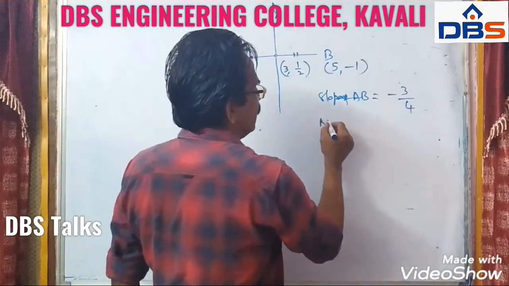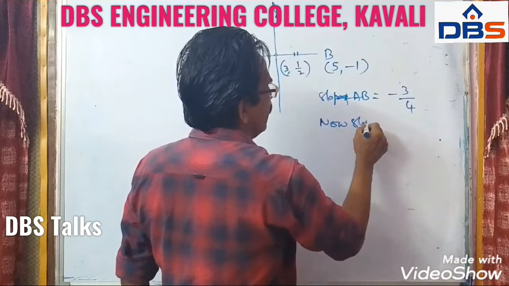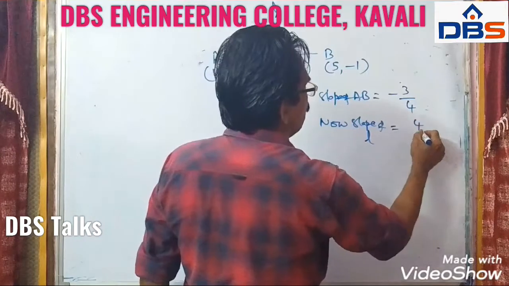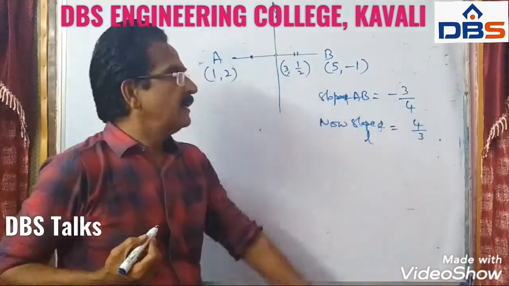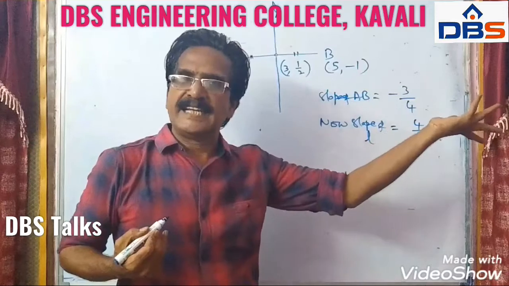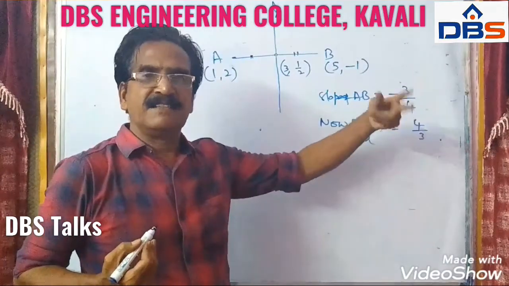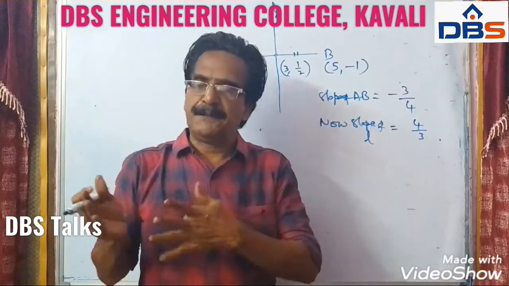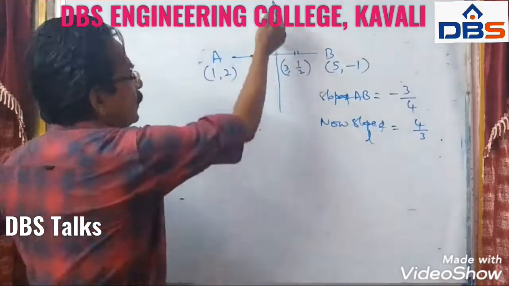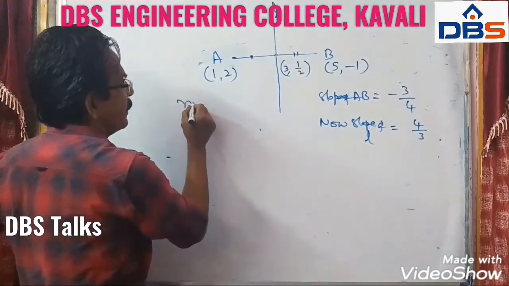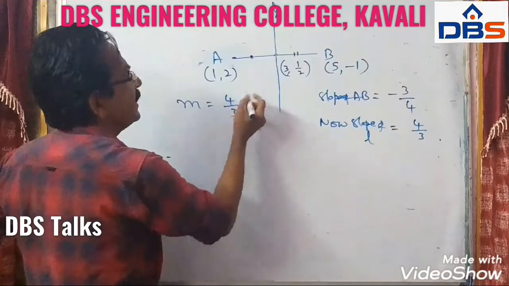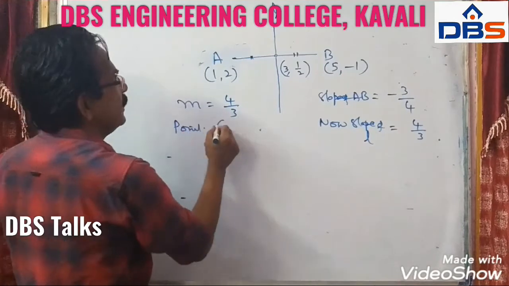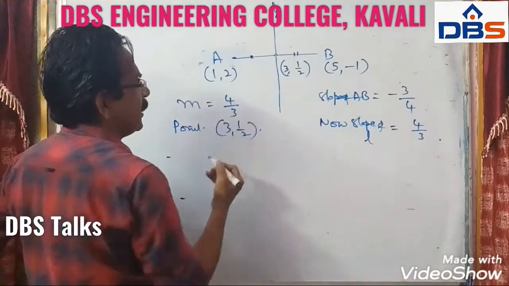Now the slope of our perpendicular line, say L, is equal to 4 by 3. Reverse it and change the sign. We have to reverse and change the sign to get the slope of a line perpendicular to something. So now we have slope m is equal to 4 by 3 and the point is (3, 1/2).